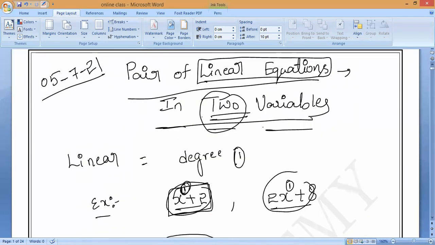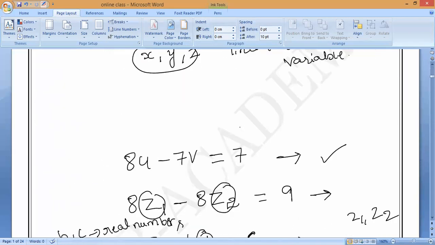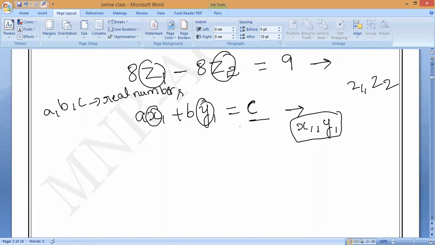Ma'am, I have a doubt. Are a, b, c real numbers also variables? Suppose a, b, c are real numbers. Then is it a linear equation or not? Yes, if they are real numbers, then it is a linear equation. Then only it is a linear equation in two variables. Do you understand?